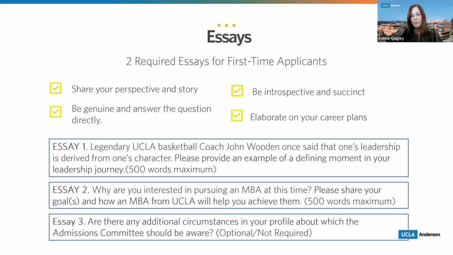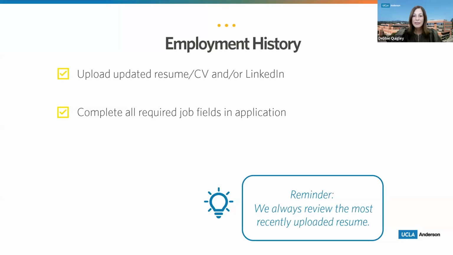Essay 3 is an optional essay, and it's really an opportunity to provide more information if you feel like you haven't been able to address a circumstance or situation in your background or your history in either of the other essays or throughout your resume and so forth. The next section of the application will be the employment history.